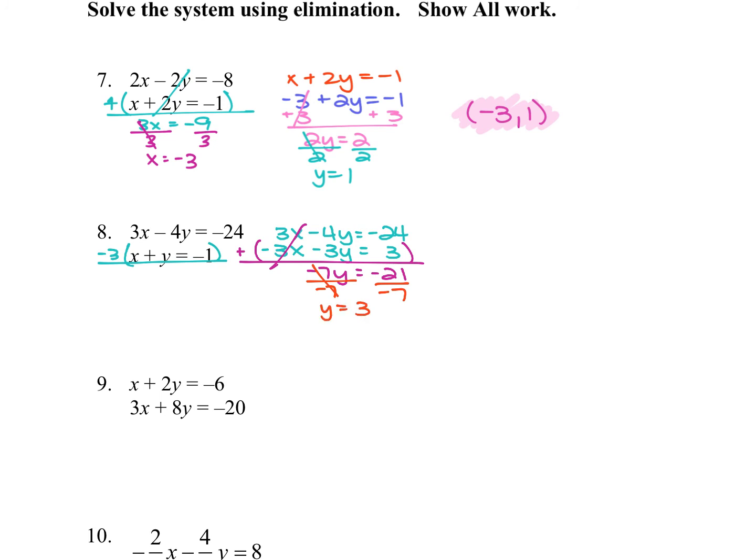Take the 3, plug it into one of the original equations. If it was up to me, I'd use the bottom one. So it's going to give us x plus 3 is equal to negative 1. We move the 3 over by subtracting it from each side, and we get that x is equal to negative 4. So if x is negative 4, y is 3, it gives us the ordered pair negative 4, 3.